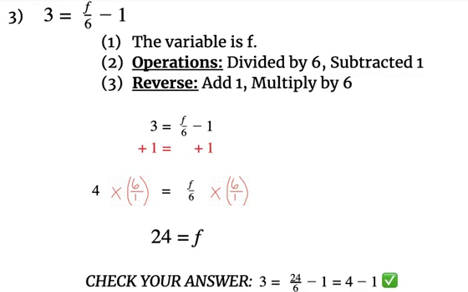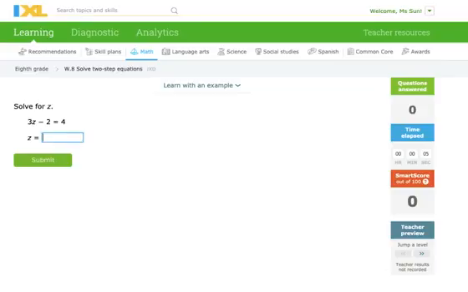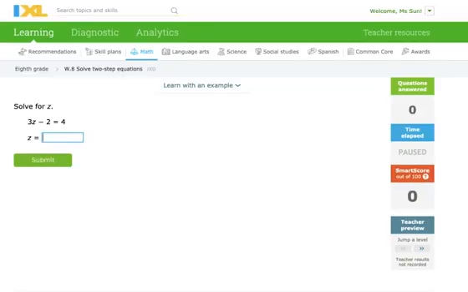Okay? Let's do one example on IXL just so you can practice. So here's a problem. It says solve for z. 3z minus 2 equals 4. Go ahead and pause the video and try it on your own first.